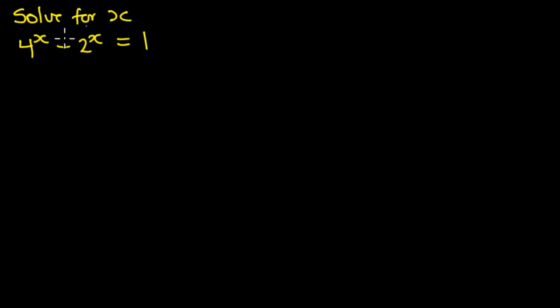In this video, we want to solve for x from this equation: 4 exponent x minus 2 exponent x is equal to 1. So stay tuned and let's learn together.